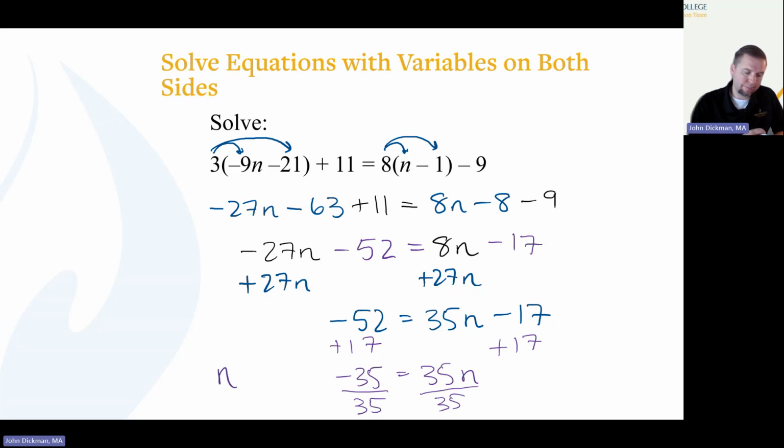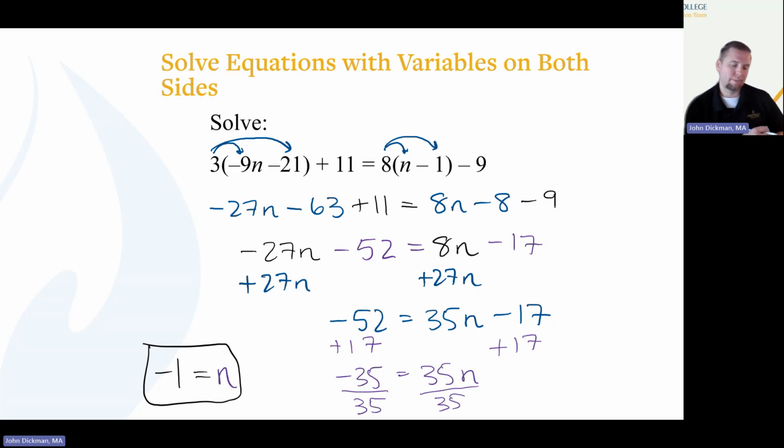Give me 1 second. On the left side of the equation, I have negative 35 divided by 35, which is negative 1. Sorry for the delay there. My tablet crashed and had to restart. All right.